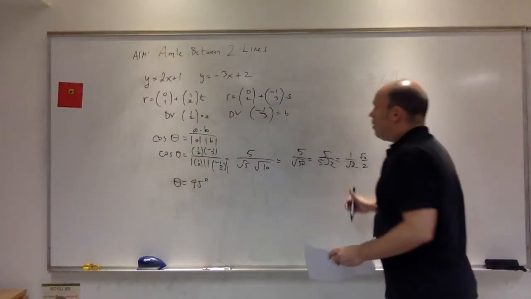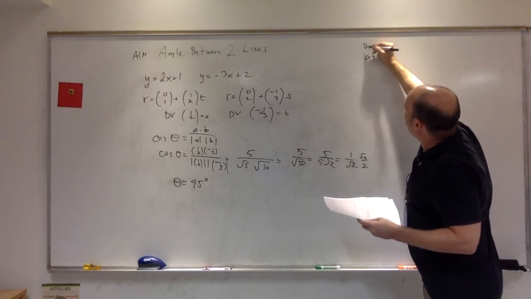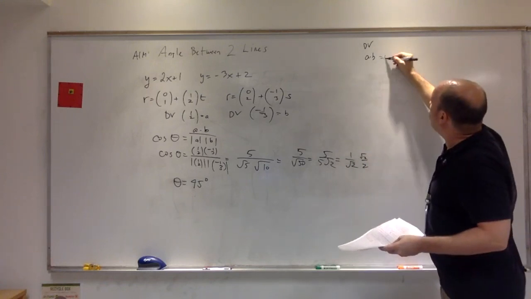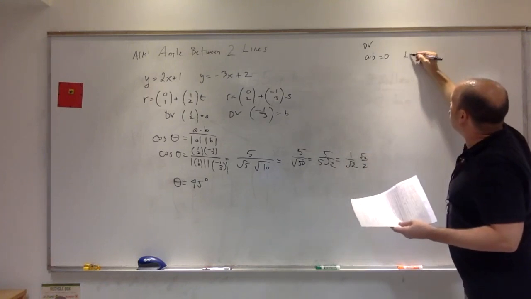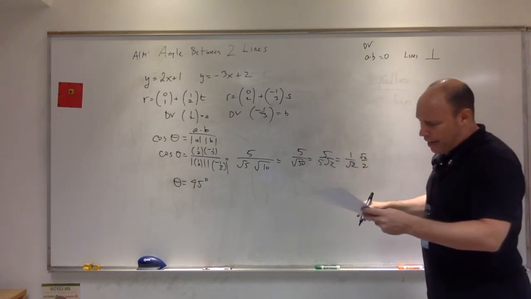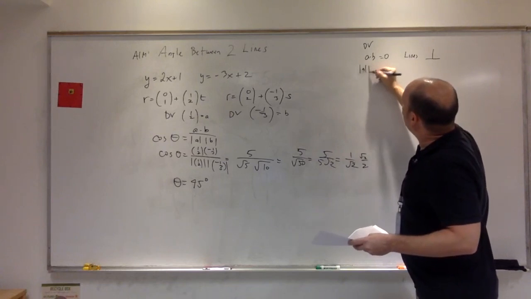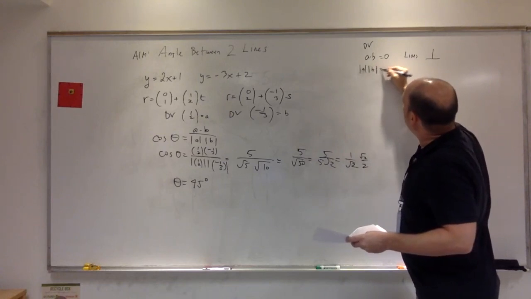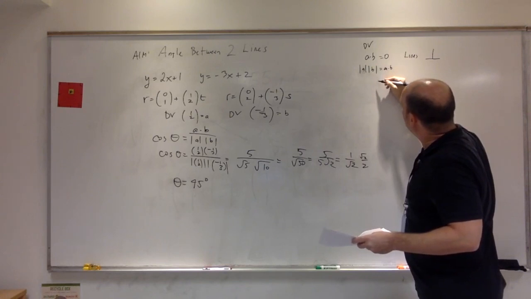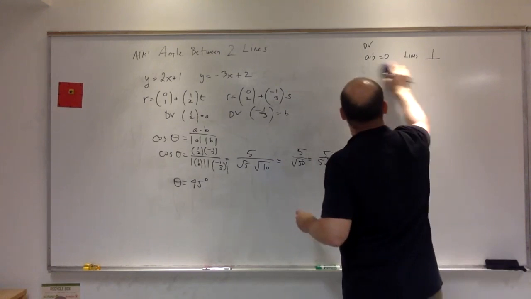If the dot product, let's see, we're looking at the direction vectors. If the dot product is equal to zero, that means the lines are perpendicular. If the magnitude is equal to the dot product, no, what is that?